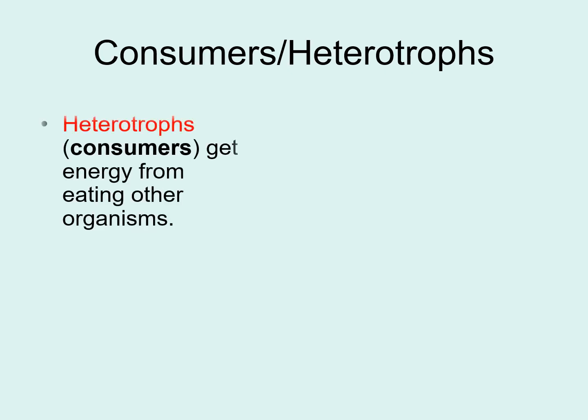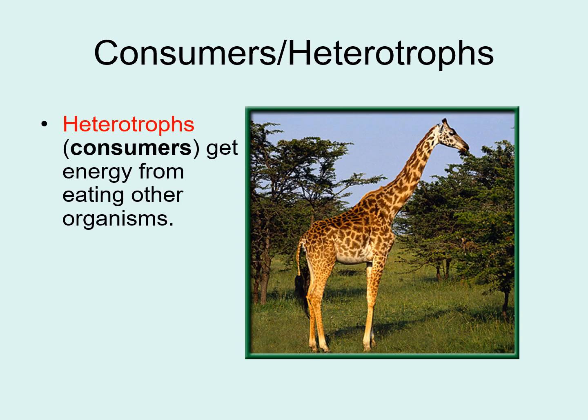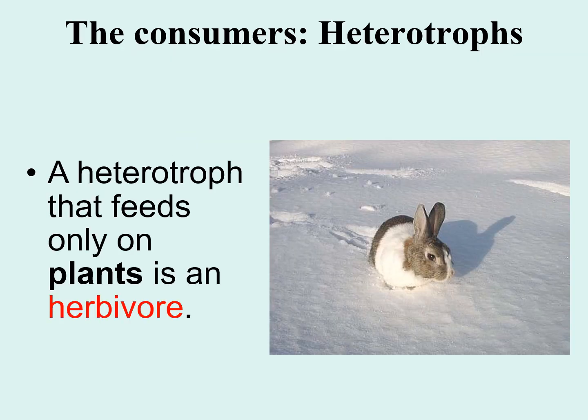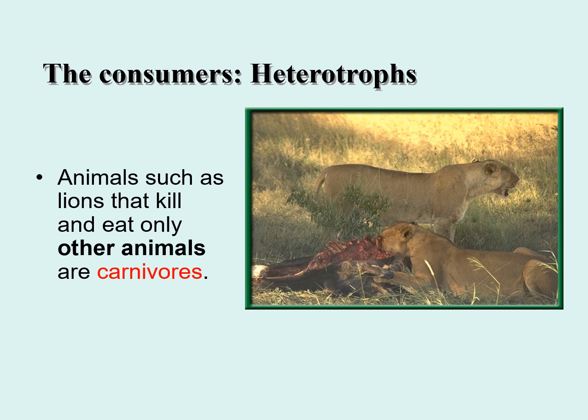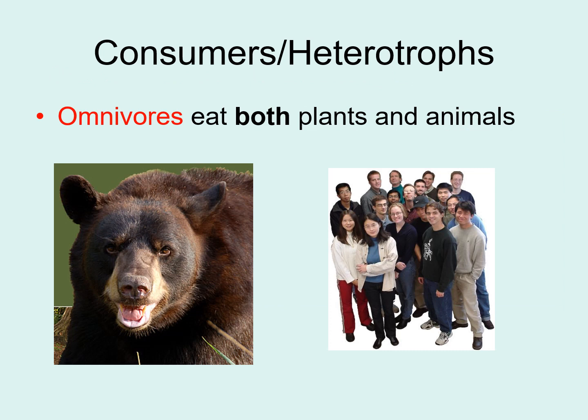Remember, animals, we have to eat food. We have to consume food. And so we're what we call heterotrophs, which means different feeders. We have to get our food from different places. And we can be classified according to what we eat. Now, you guys know that heterotrophs that feed on plants are called herbivores. Heterotrophs that eat other animals are called carnivores. And then creatures like us are what we call omnivores.